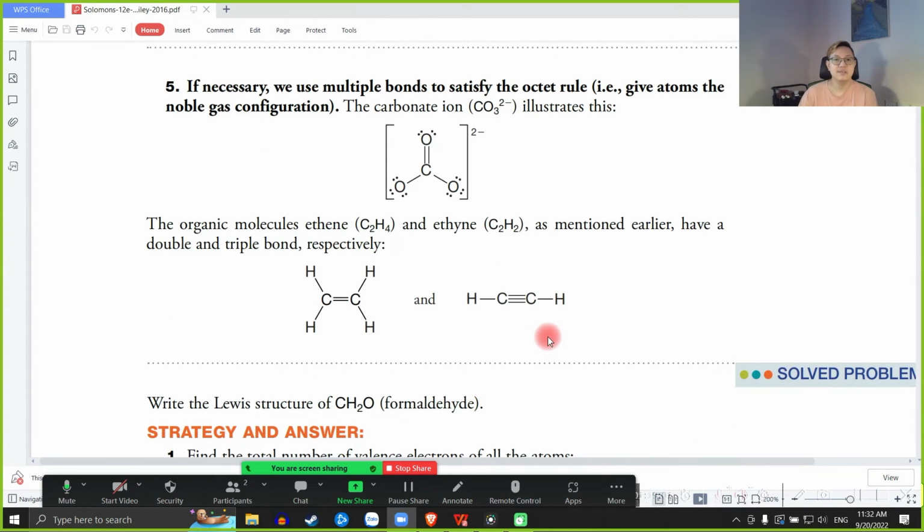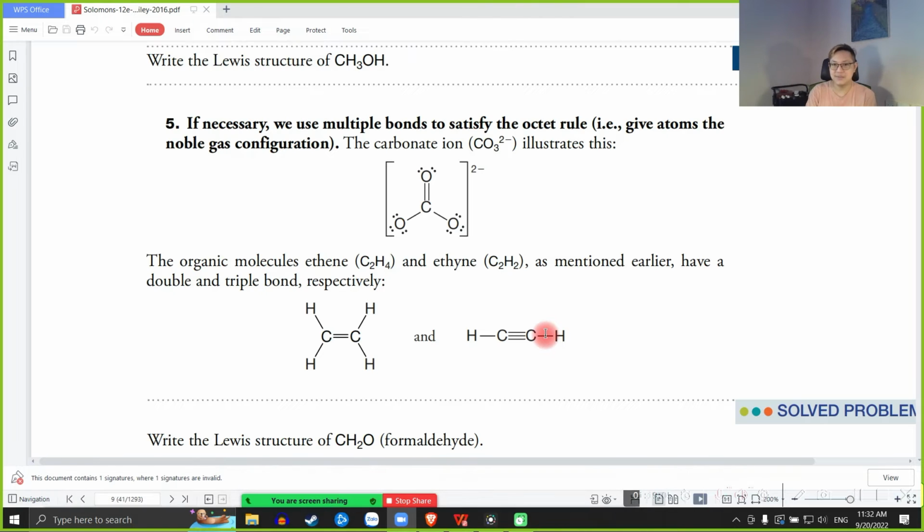Okay. Now, number 5. If necessary, we use multiple bonds to satisfy the octet rule, in other words, to give each atom the noble gas configuration. So we have a case of the carbonate ion. Carbonate ion is CO3 2-. So you see, surrounding this carbon, there are three things now, isn't it? Three oxygens connect, so the carbon needs 2 electrons.